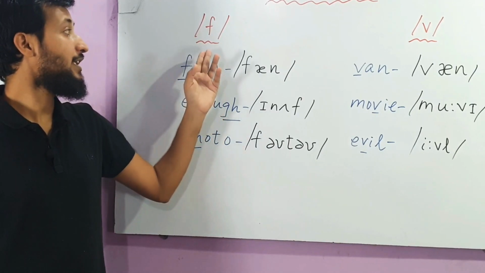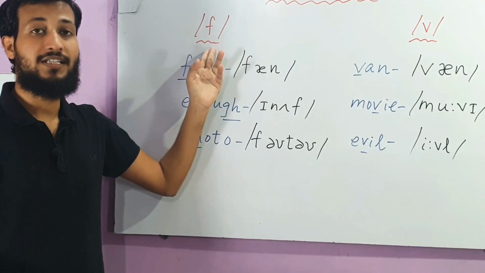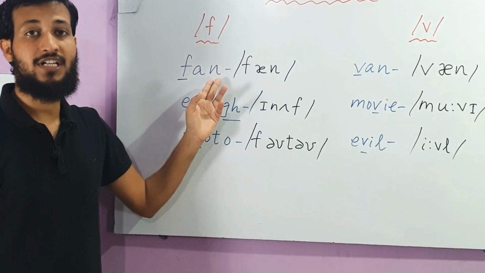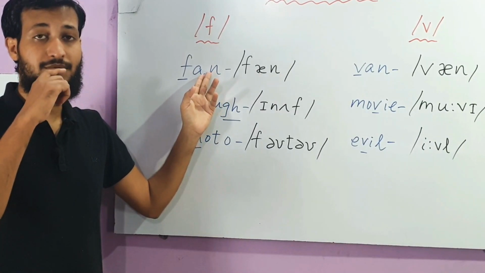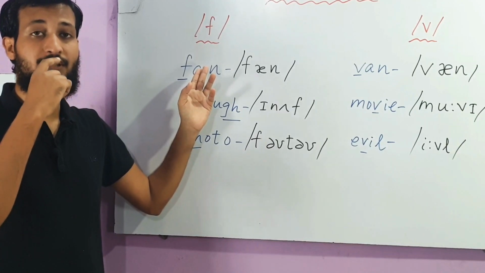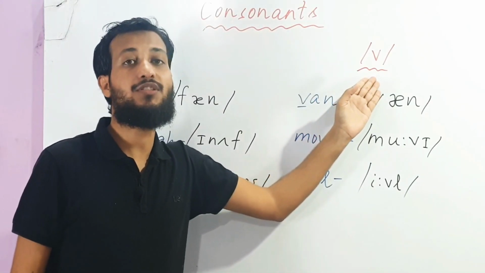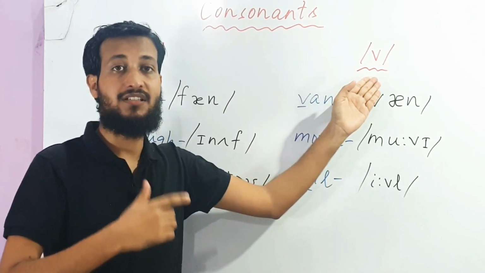One more thing, many Indians pronounce it as pa. They touch both their lips. But that's wrong. You can't touch both your lips. You have to touch your lower lip with your upper teeth. F, not pa. Likewise, this sound is also pronounced the same way: lower lip and upper teeth.